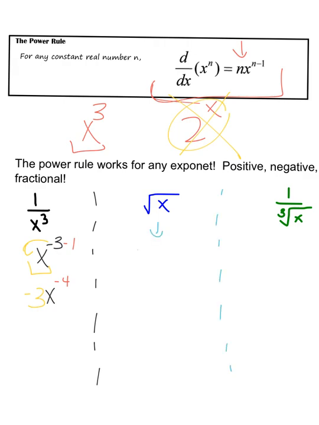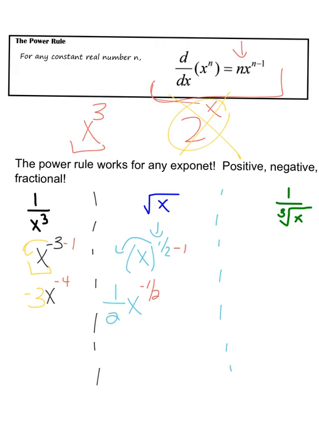Fractional exponents work just the same. The square root of x can be rewritten as x to the 1/2 power. So that 1/2 would slide over in front and be our coefficient. X will stay the same. And then we'd have to decrease our original exponent by 1. So 1/2 minus 1 now becomes -1/2.